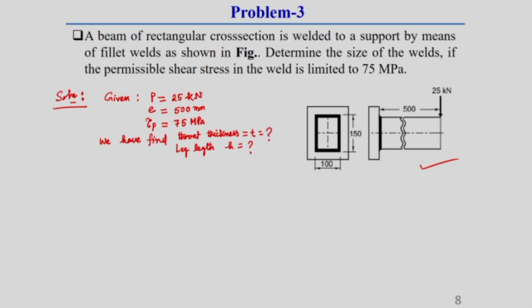So, here also we will follow the same steps. The first step is to find the primary shear stress. So, what should be the primary shear stress? tau 1 equal to P by total cross sectional area of all welds. So, here how much is the total cross sectional area of all welds? Here you can see 2 horizontal welds of 100 millimeter length. So, let us consider the throat thickness of this weld is T.